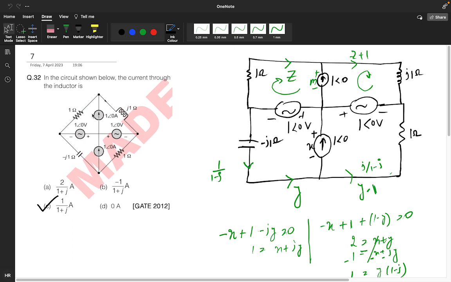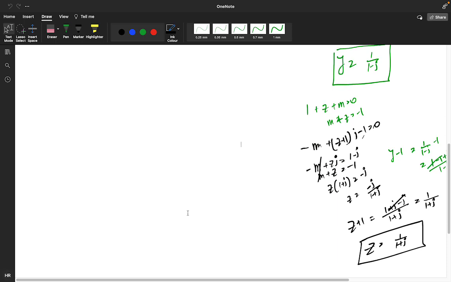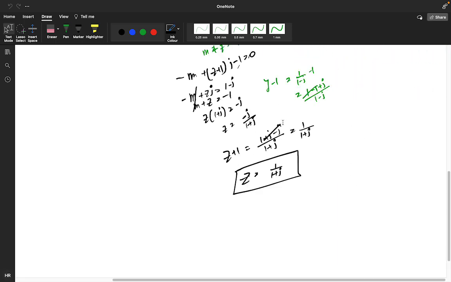For solving this kind of question, you need to convert the circuit like this. In this circuit shown below, you need to find the current through this particular inductor. How will you find it? Assume this as z, this as z plus 1, and assume this as an m voltage. Apply the KVL in this, you will get 2 equations. Use those 2 equations, you will get the current 1 plus j ampere. I solved it like this and got the value of 1 plus j ampere.